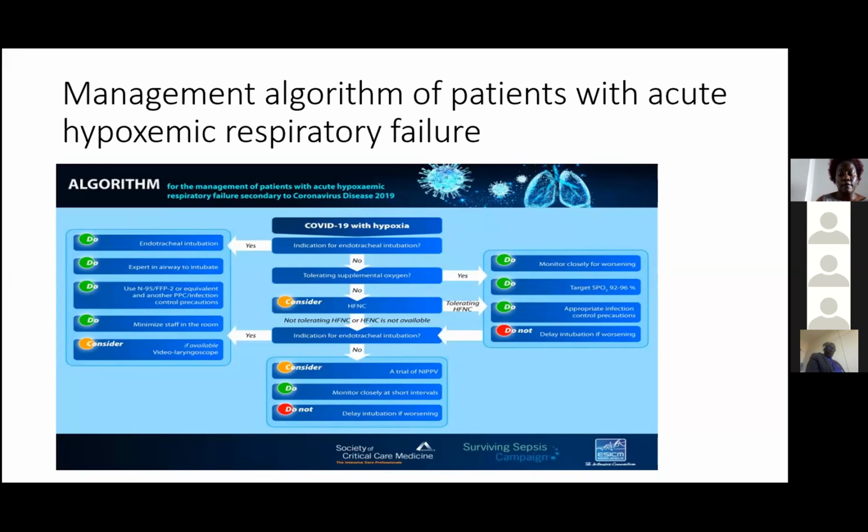Should you not have high flow nasal cannula, then you may want to try non-invasive positive pressure ventilation, where we have different interfaces, which can be a mask that covers both your nose and your mouth, or prongs. But as I said, the caveat is monitoring them very closely, looking at their parameters. And if there is worsening, please do not delay intubating this patient.